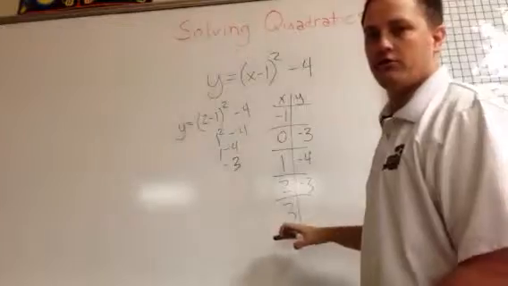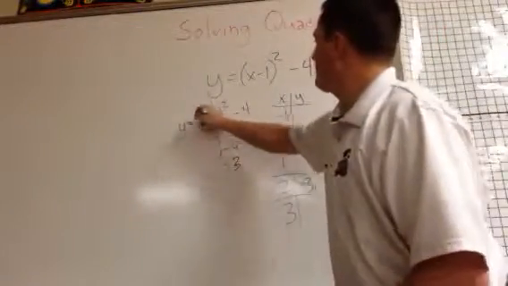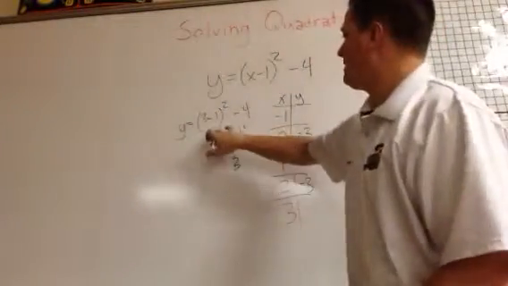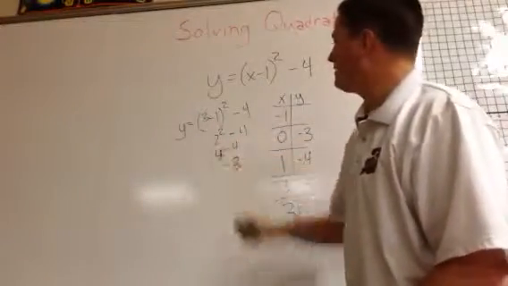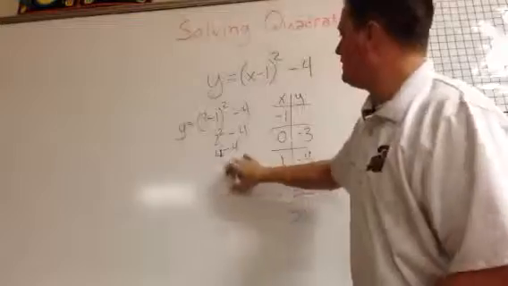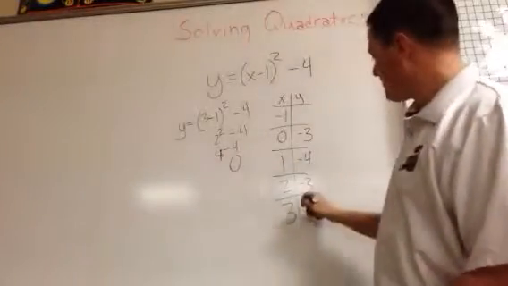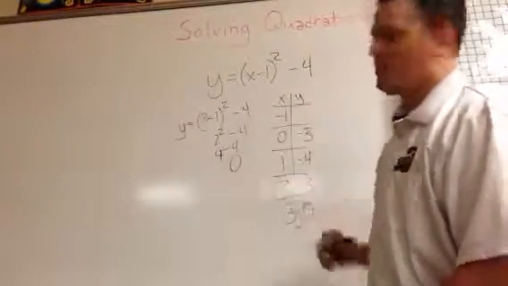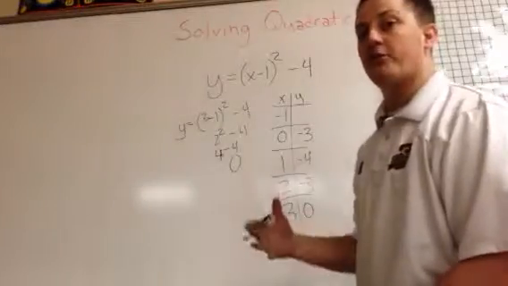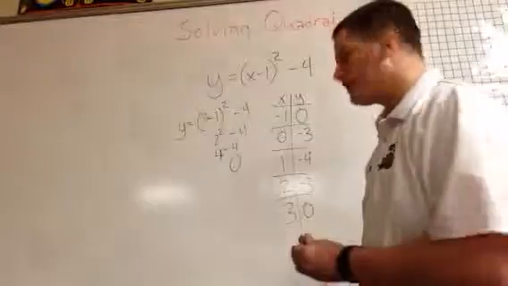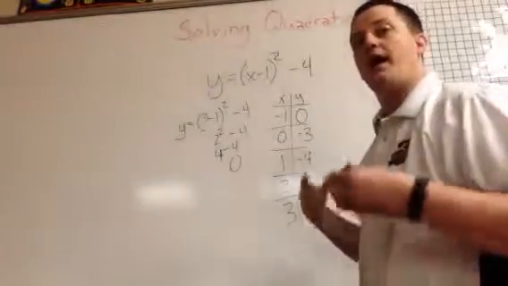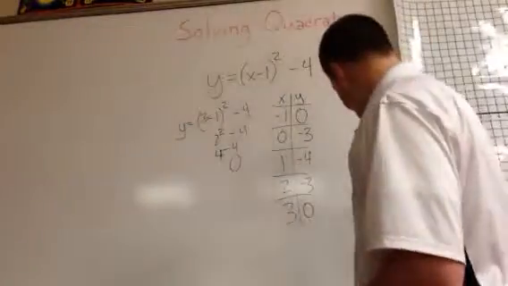Then I'm going to do this with 3. 3 minus 1 gives us 2. 2 squared gives us 4. 4 minus 4 gives us 0. Because -1 is the same distance from 1 that 3 is, we would get the same answer. Now we're going to go ahead and graph this and look at how we can solve.